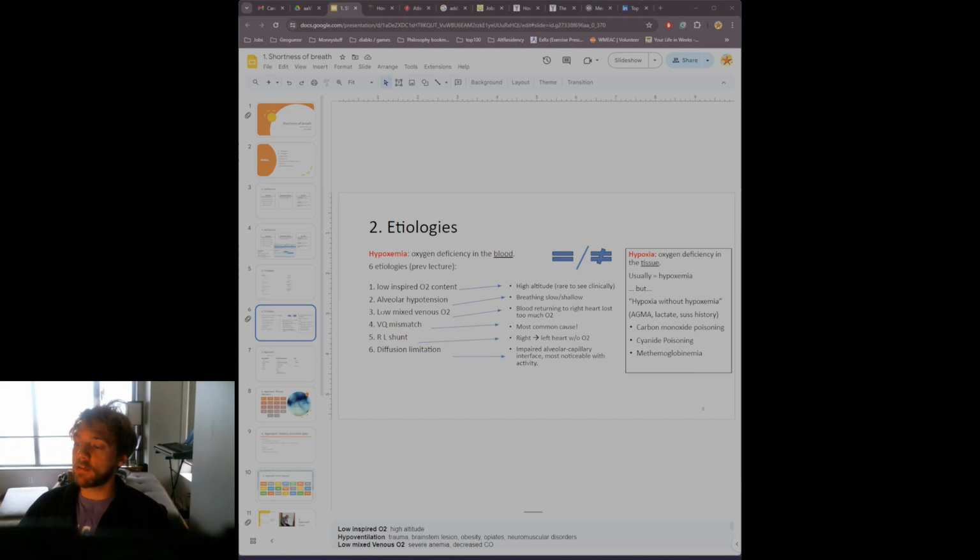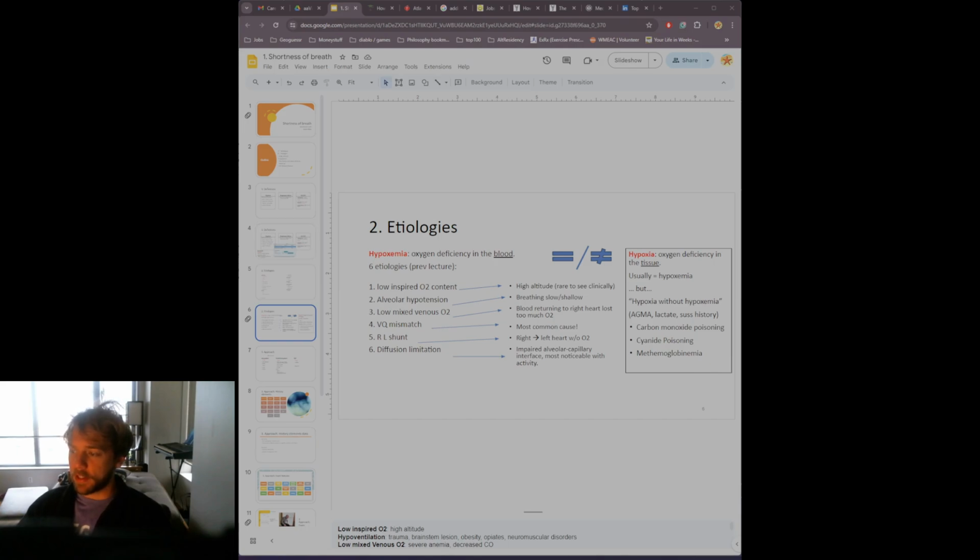Next would be low mixed venous O2, so too much oxygen lost before the blood returns to the right heart. So blood returning to the heart has given up all its oxygen to the tissues. You'll see this in shock often. That's where you're talking about low mixed venous O2. But it's a rather more common cause.